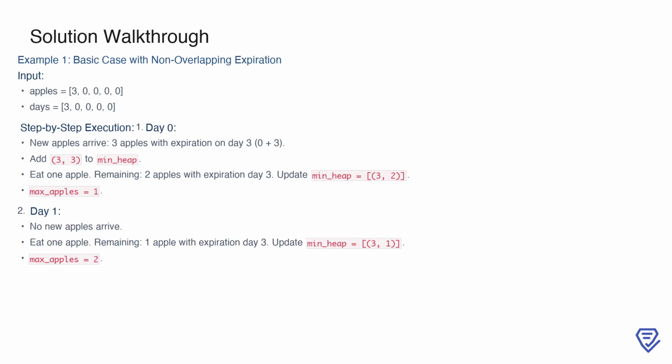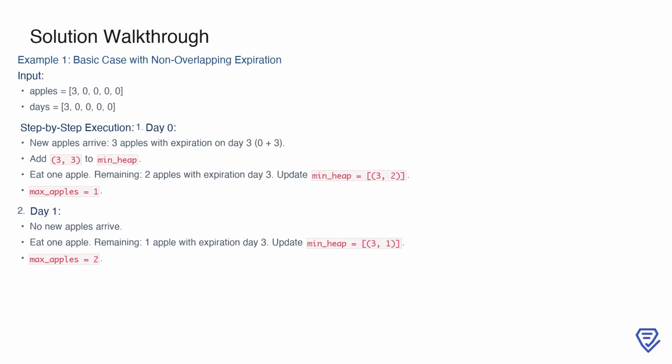Here, we're starting with a basic example where the expiration days for the apples do not overlap. On day 0, we get 3 apples that will expire on day 3. These are added to the min-heap as the pair (3, 3), where the first value is the expiration day and the second is the count of apples. We eat 1 apple, reducing the count to 2, and update the heap to reflect this as (3, 2). The total apples eaten so far is 1.